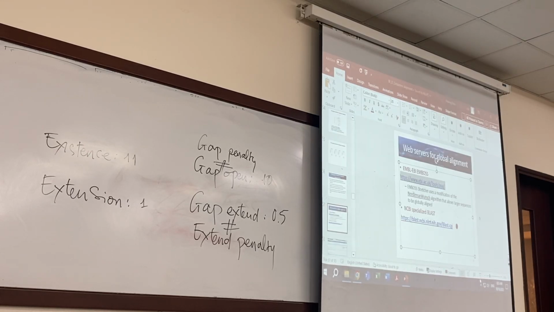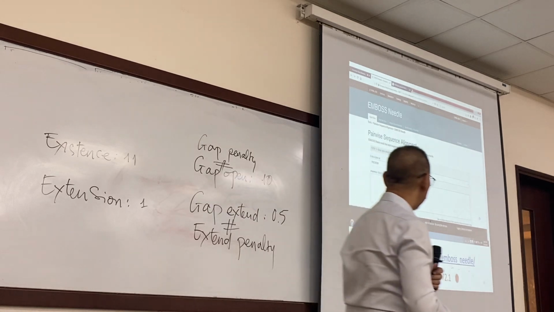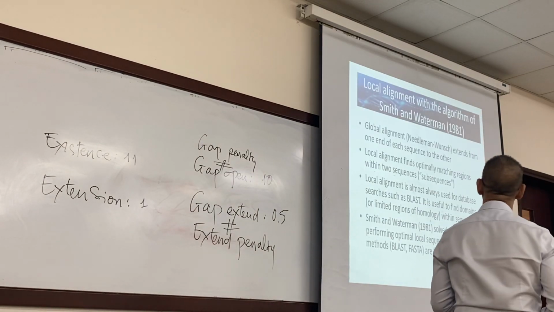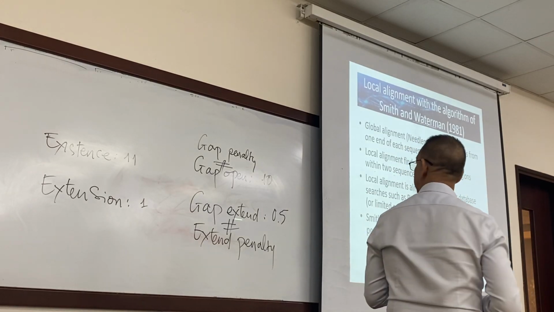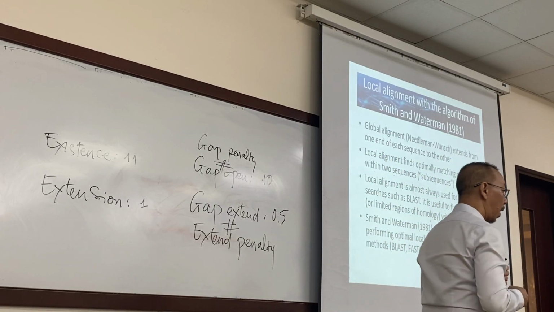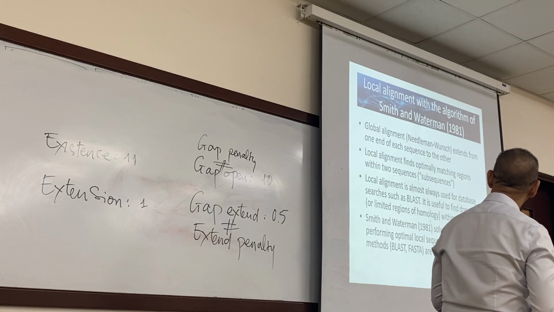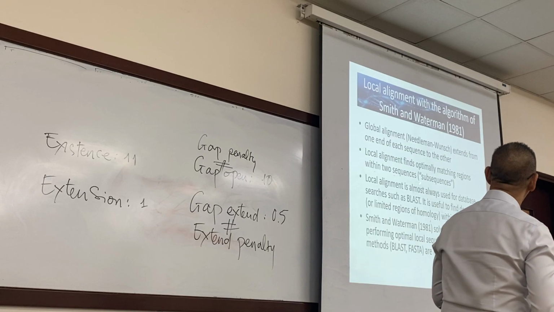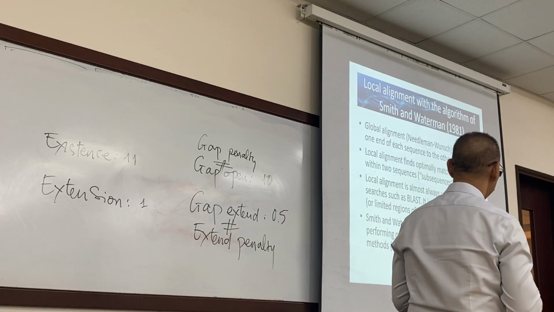Okay, after running the program, we look at it. Before we go to gap open and gap extension, we go to local alignment first. Local alignment finds the optimally matching region within two sequences. So we will find out where the optimal match between two sequences is.